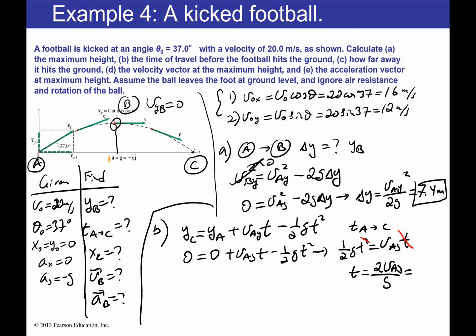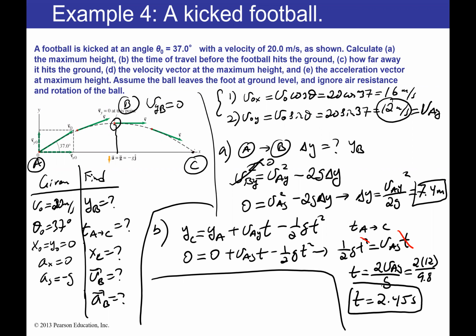That means 2 times 12 divided by 9.8, because this is my VAY. Technically, this is my VAY. So then the time will be 2.45 seconds. That's the time to go from position A to position C. All right, that's part B.